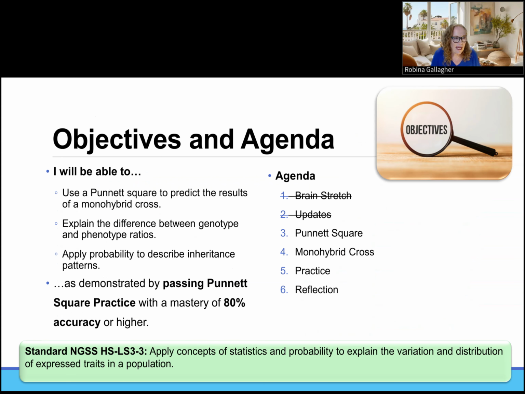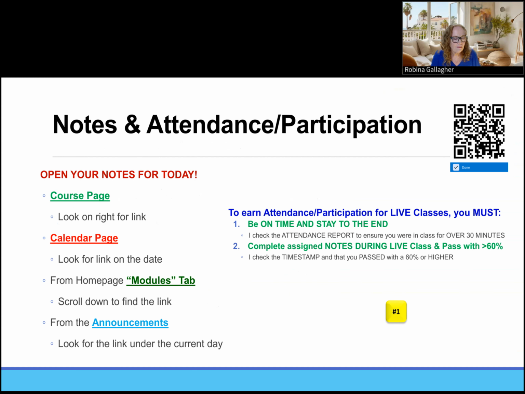Our objectives for today are to be able to use a Punnett square to predict the results of a monohybrid cross. We're going to explain the difference between a genotype and a phenotypic ratio. And then we're going to apply probability to describe inheritance patterns.